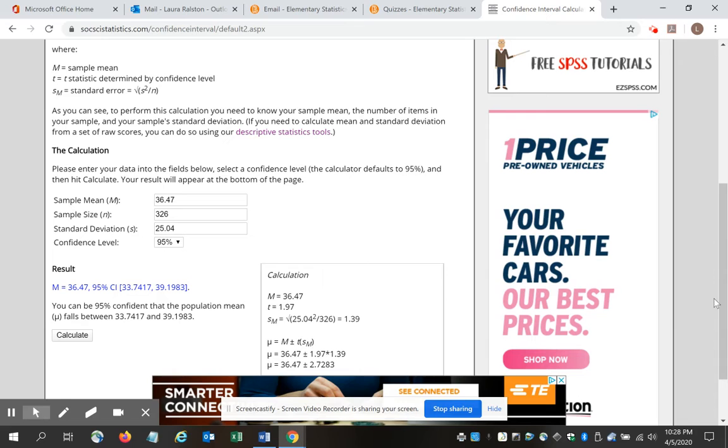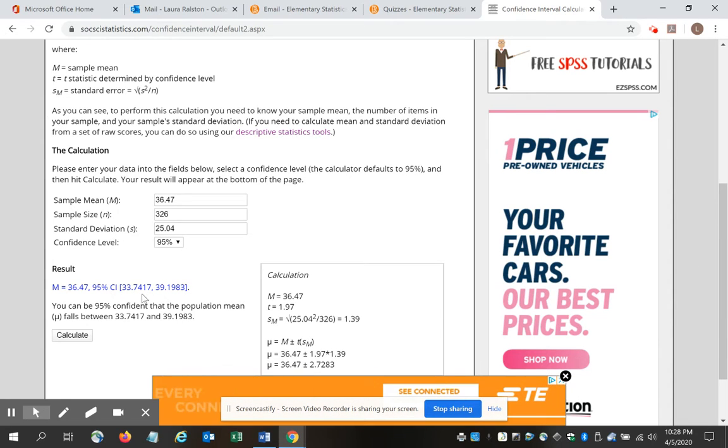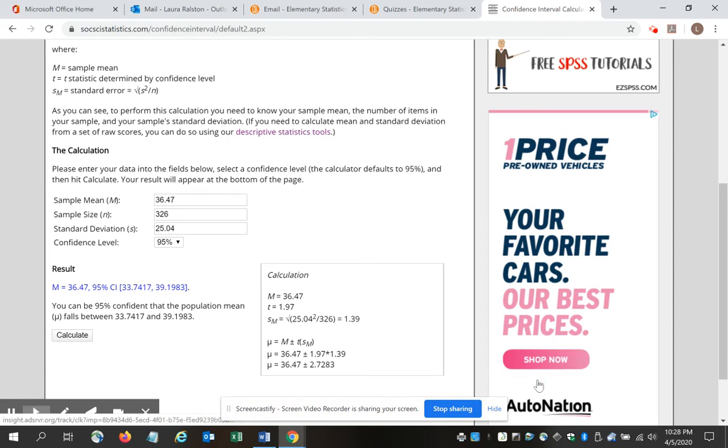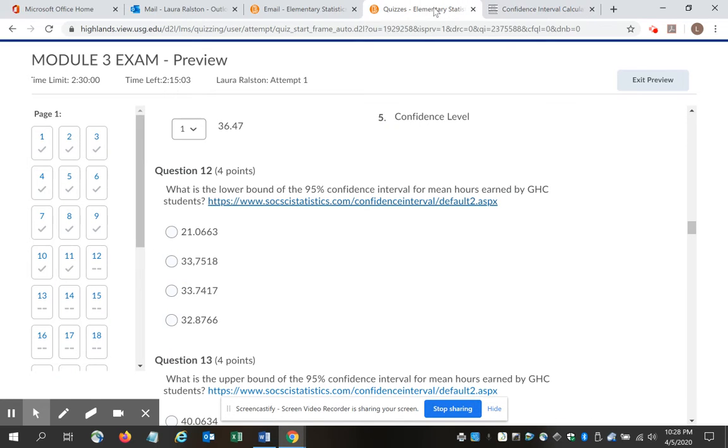So I've entered my numbers and I'm going to calculate. And I scroll back down. My lower bound is 33.7417. My upper bound is 39.1983. And remember, the number here on the last line on the right-hand side is your error bound margin, 2.7283. Okay, so we write all those things down. We go back to our quiz and we select the answers.